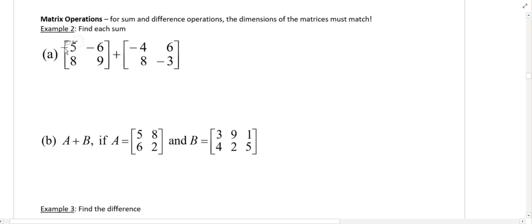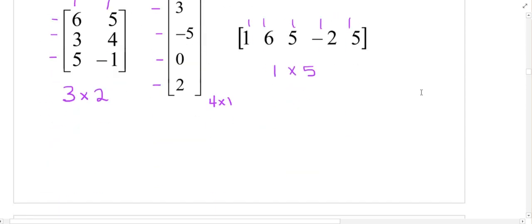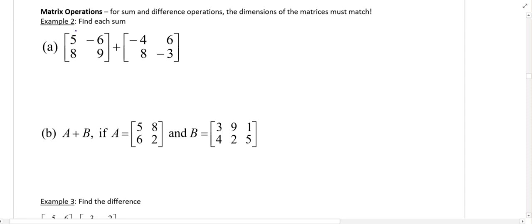This is row 1, column 1, or across 1, down 1. And then row 1, column 1 here. So 5 plus -4 would give me +1. And then -6 plus 6 would give me 0. And then 8 plus 8 would give me 16. And 9 plus -3 would give me 6. Okay, so the same row column for the two matrices, you would add or subtract.